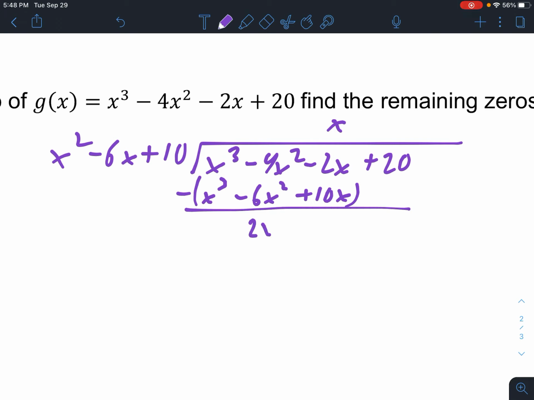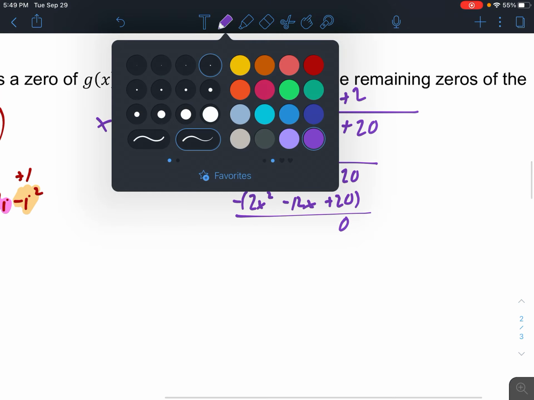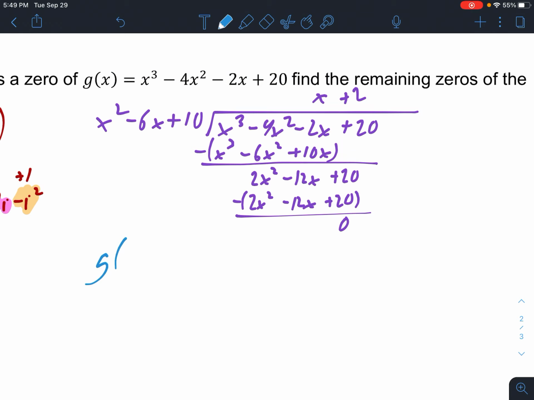Subtracting, we get positive 2x squared minus 12x plus 20. Dividing again, we get 2. Multiplying, we should get 0 here, which we do. So finally, I can write g of x as x squared minus 6x plus 10 times x plus 2. That is completely factored form.